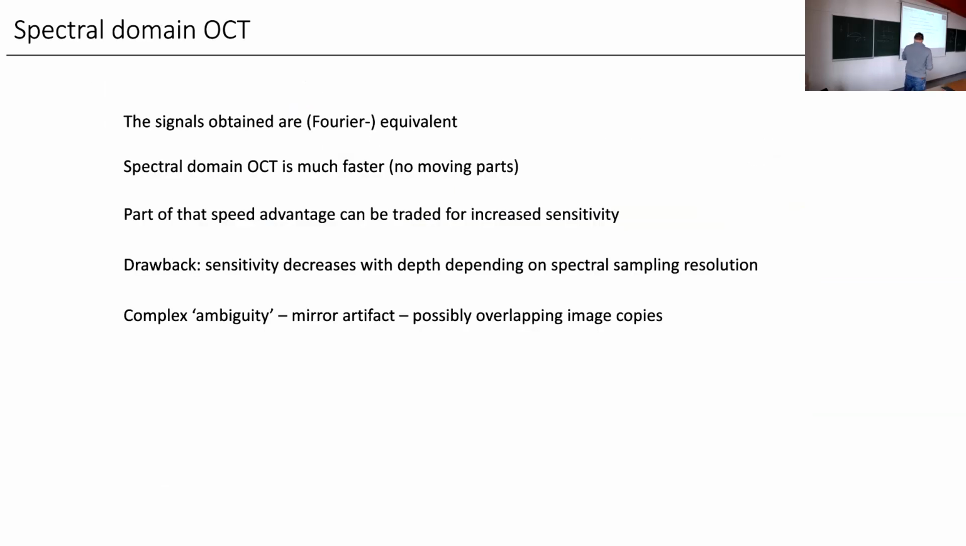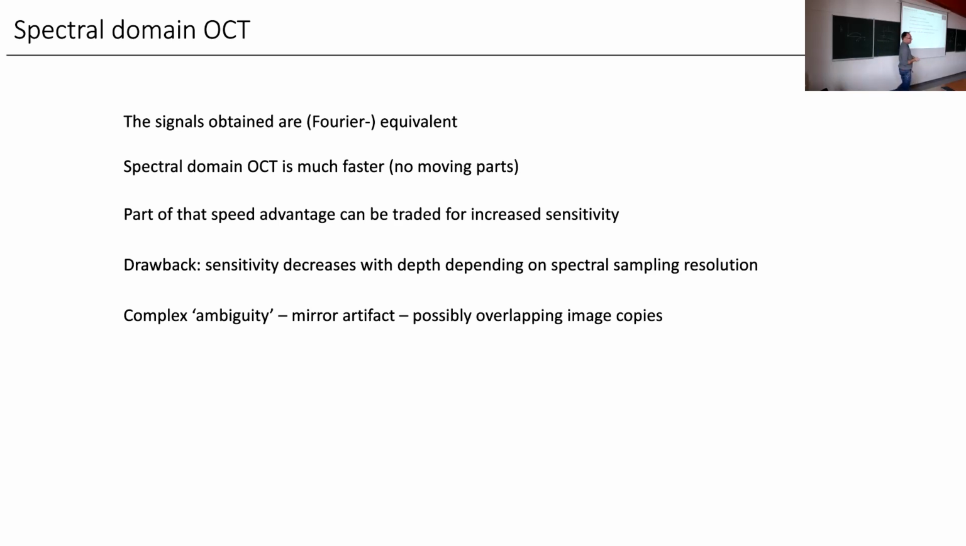So then, for spectral range versus time domain OCT, the signals that you obtain are in principle Fourier equivalent, because there exists this relation between the spectral domain and the autocorrelation domain. It does not matter where you do the measurement, you get the same information. Spectral domain is much faster because there are no moving parts. And part of that speed advantage can be traded for increased sensitivity.